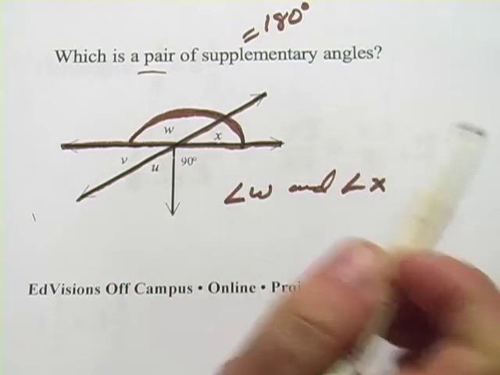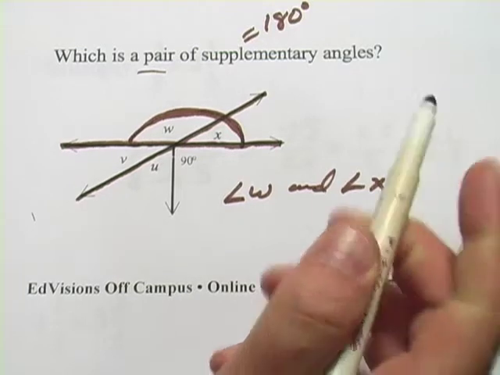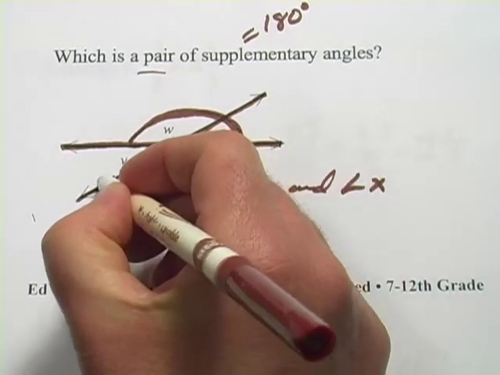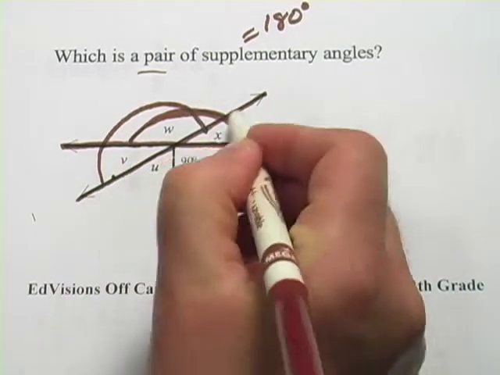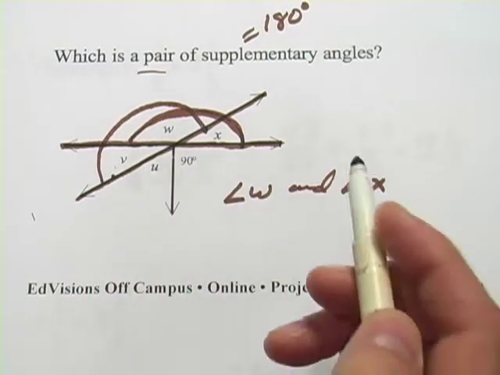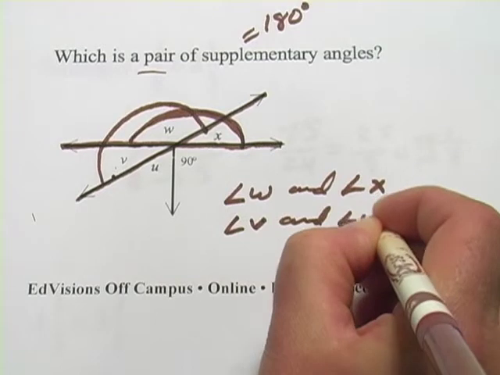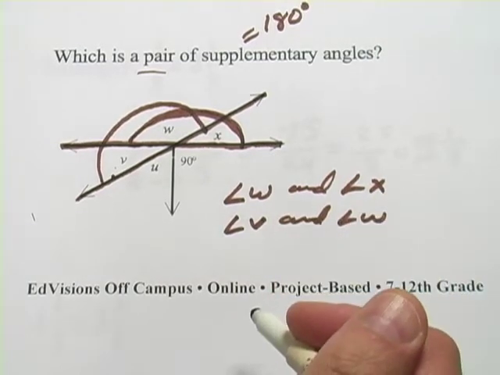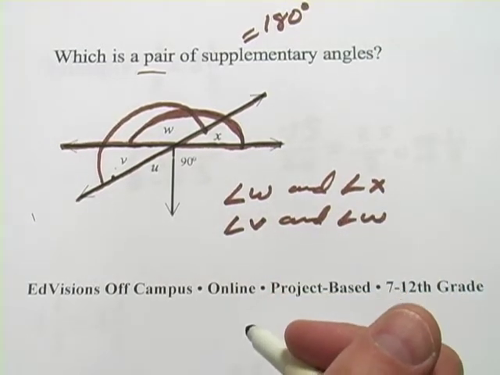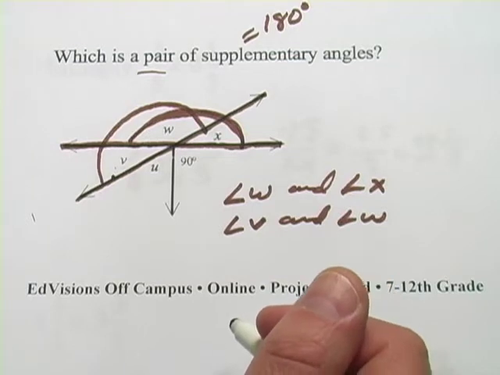There's actually another correct answer here. You could say along this straight line, V and W do the same thing. So angle V and angle W would also be a correct answer. So that's a little bit of work with complementary and supplementary angles.